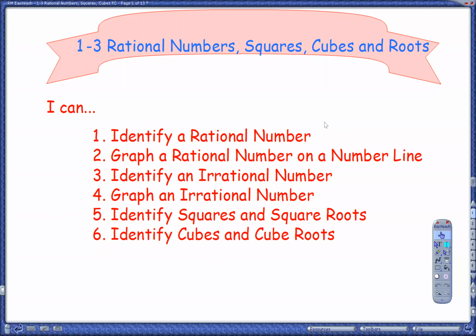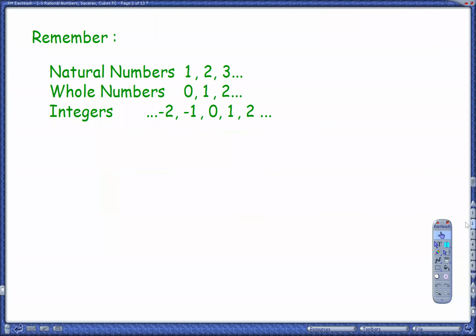Hi everyone, today we're going to learn about rational numbers, squares, cubes, and roots, square roots and cube roots. So let me just remind you that natural numbers are the numbers such as 1, 2, and 3. Whole numbers are 0, 1, 2, and so on. And integers can be negative as well. So we have negative 2, negative 1, 0, and 1, 2, and so on. So you should know these.